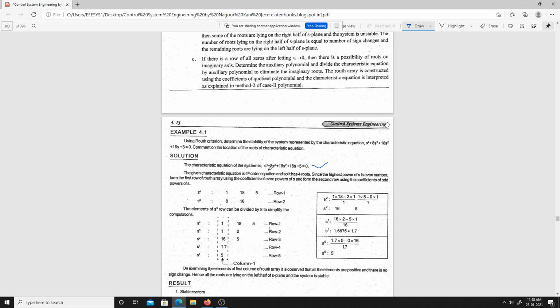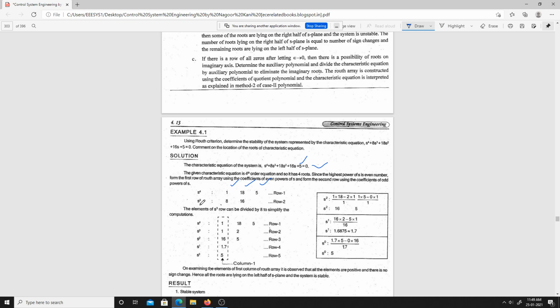So the first row of the Routh array uses the coefficients of even powers of s, and we form the second row using the coefficients of odd powers of s. Is it clear? So first of all, s power 4, here we are supposed to consider the coefficients of even powers. The s power 4 coefficient is 1, and next s power 3 I am not considering, I am just taking s power 2, that is 18, and next what we have is 5. Is it clear?